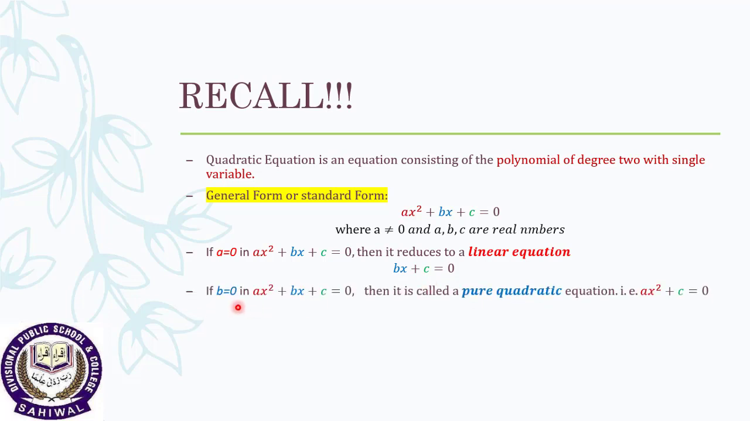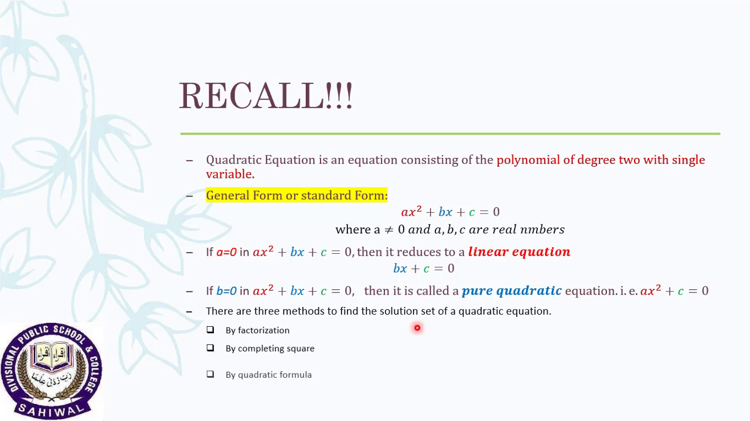And if b is equal to 0 in the standard form of quadratic equation, then it is called a pure quadratic equation with the terms ax square plus c equal to 0. We use three methods to find the solution set of quadratic equation. The first one is by factorization method, second by completing square, and the third is by quadratic formula.